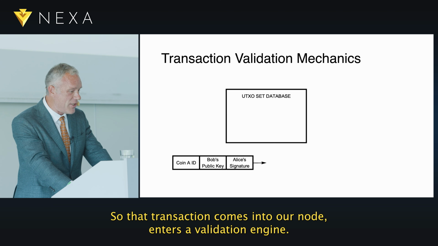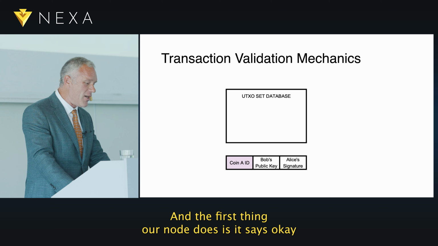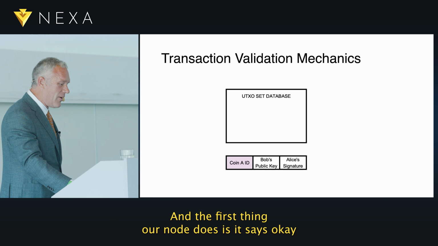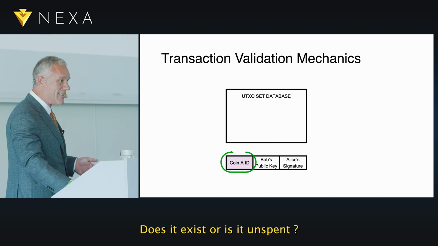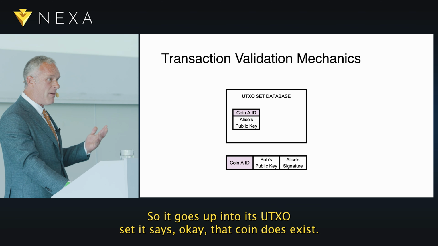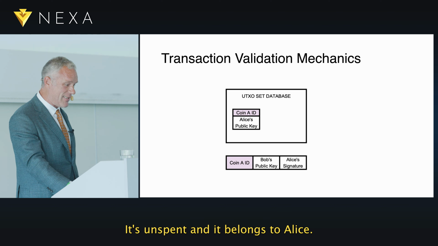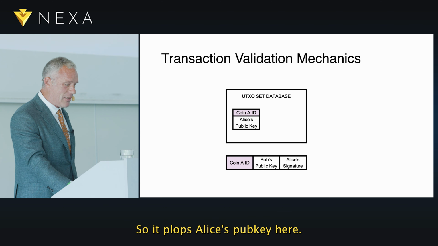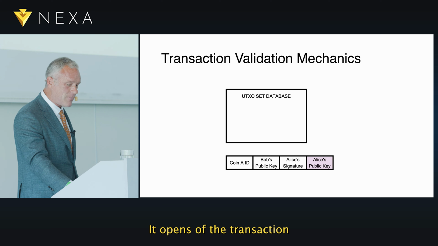So that transaction comes into our node, enters a validation engine. And the first thing our node does is it says, okay, this transaction is trying to spend this coin. Does it exist? Is it unspent? So it goes up into its UTXO set. It says, okay, that coin does exist, it's unspent, and it belongs to Alice. So it plops Alice's pub key here.